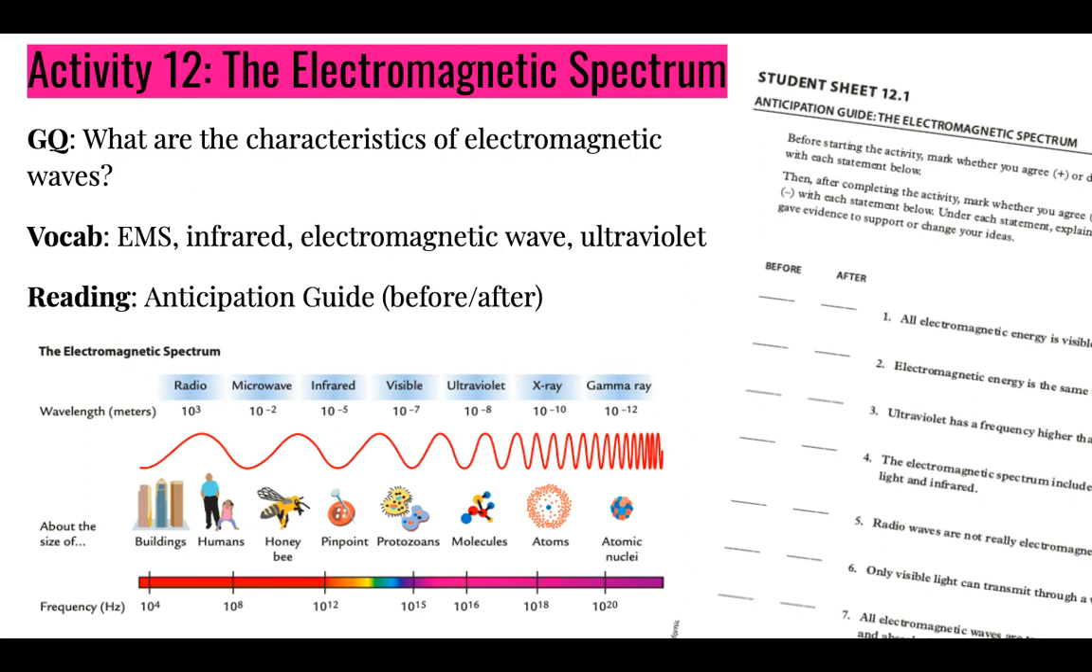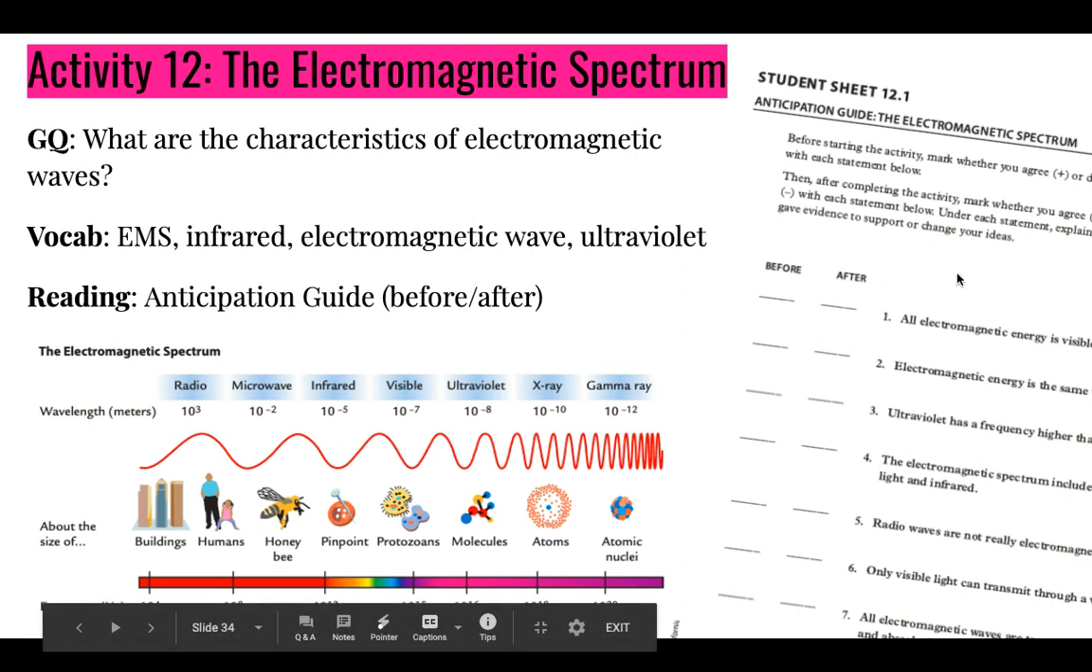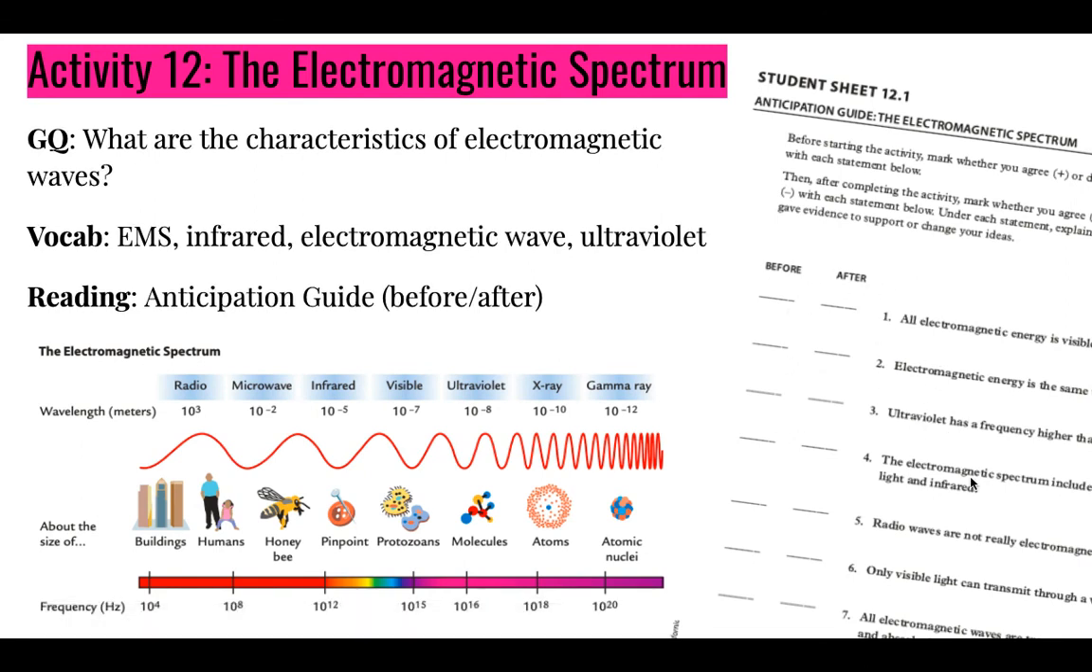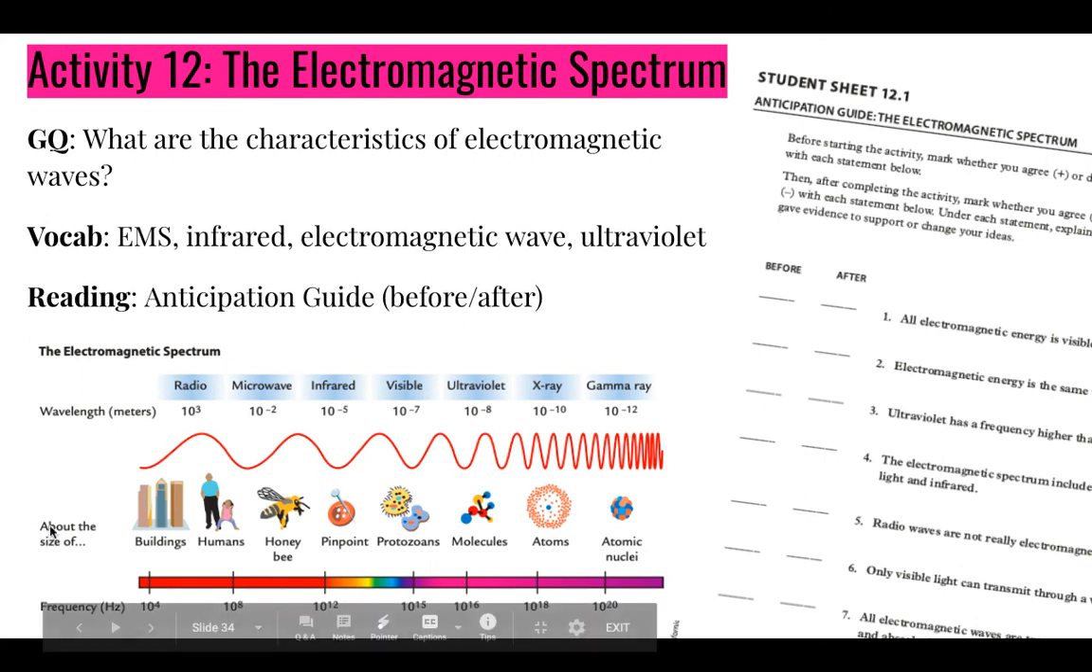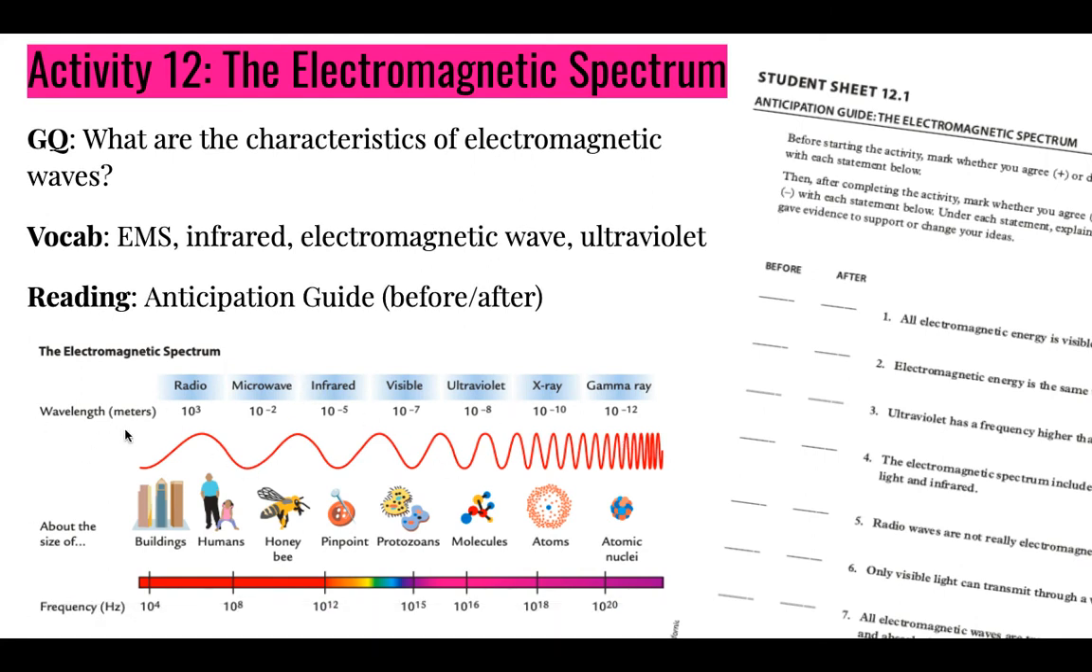Activity 12, Electromagnetic Spectrum. We had the anticipation guide. I am going to steal some questions from the anticipation guide. You did some before and after to think about how your learning and ideas changed. With the electromagnetic spectrum, we see that electromagnetic waves, which are transverse waves, do not need a medium, so they can travel through the vacuum of space. And they have different wavelengths, different sizes, and different frequencies.